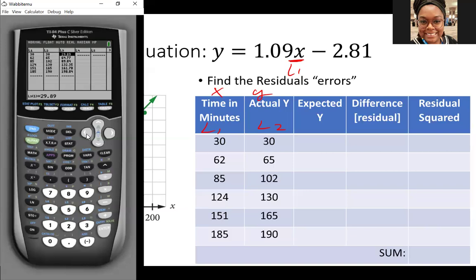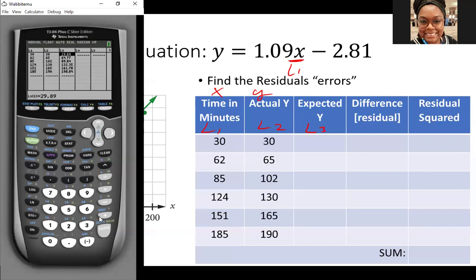Okay, so I will do it again. I came over to the L3, and in L3, I'm going to clear it out so you can see. So we started off here. We came over here, and our L3 is going to represent our expected Y's. L3 is our expected Y's. In order to get our expected Y's, that means we need to take all of these values and plug them into what Jasmine thinks is the working function, right? So when we come over here, I'm going to type 1.09 times second L1 minus 2.81. And I press enter and the calculator does it for me.